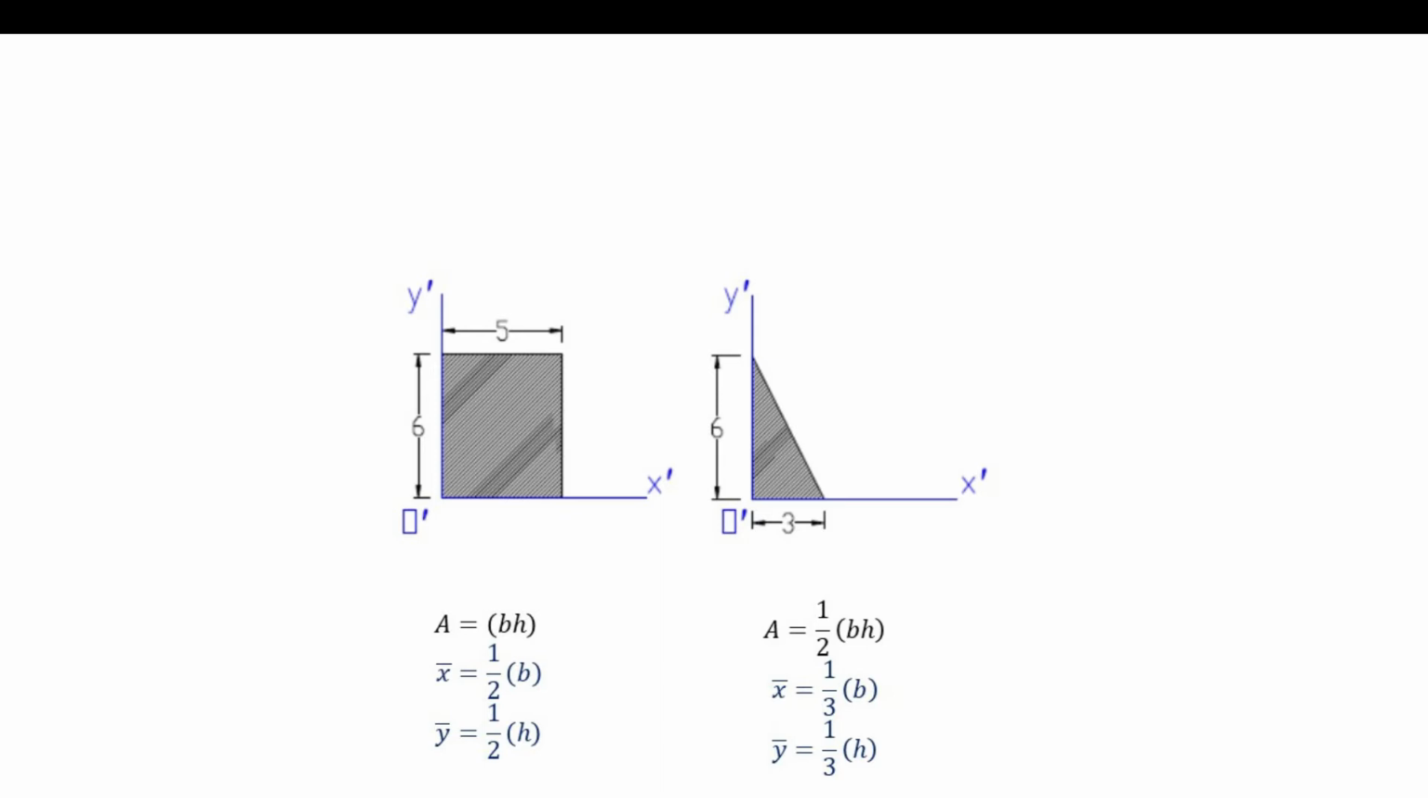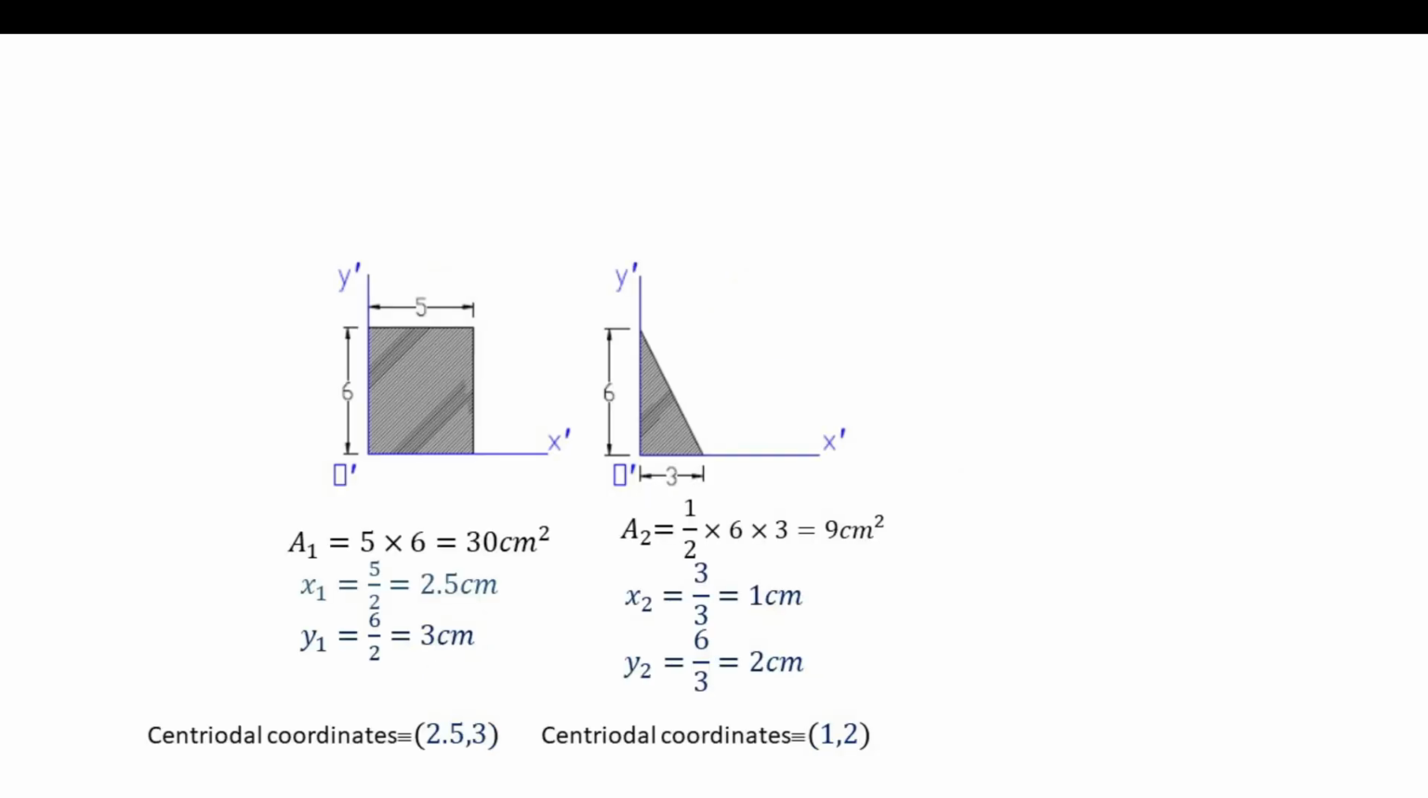Next we will find the area, X bar, Y bar for each of the sections. We will give each section a unique identifier. We will call the rectangular area section 1 and the triangular area section 2. In this example, we will use the lower left corner of the shape as the origin to locate the centroid of the section.